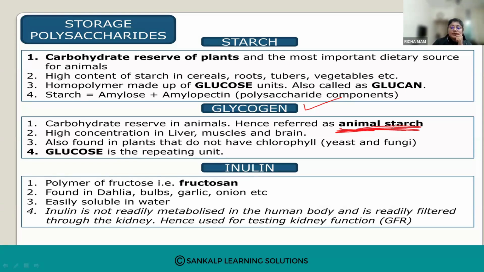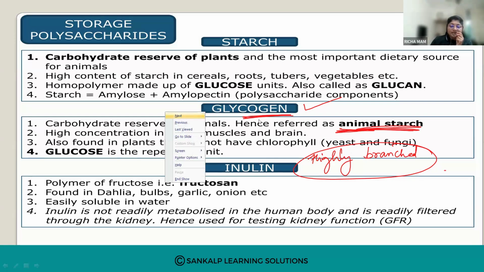It is also called animal starch because the structure of glycogen is similar to amylopectin. But glycogen is highly branched, whereas amylopectin is branched. So you can see more branching in glycogen. It is mainly present in the liver, in the muscles, and in the brain, so the high concentration is present in these particular organs.